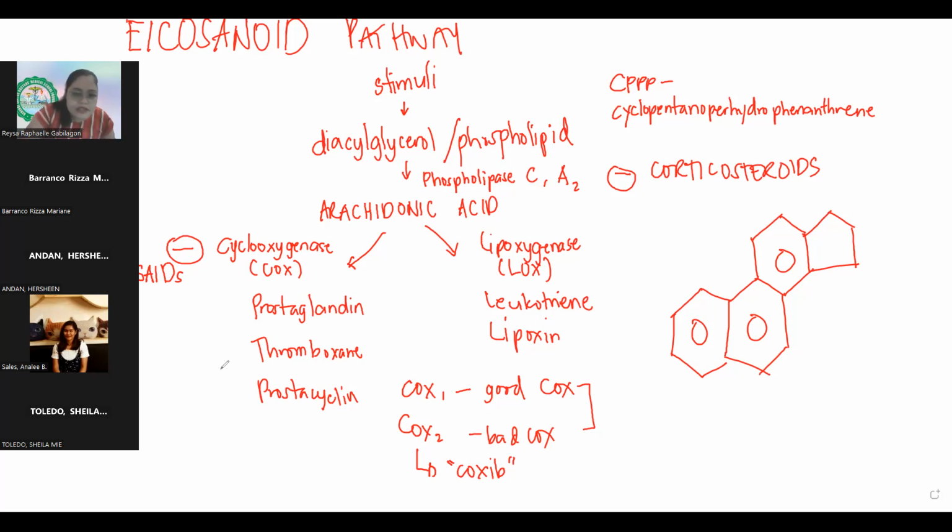Now, what else? Let us go to NSAIDs. Aspirin is included in the NSAIDs, but it has a special action here. Aspirin has the ability to inhibit thromboxane, and that will lead to the inhibition of platelet aggregation so that there is no blood clot. Okay? So that will explain why aspirin is given to patients with cardiovascular disorders.